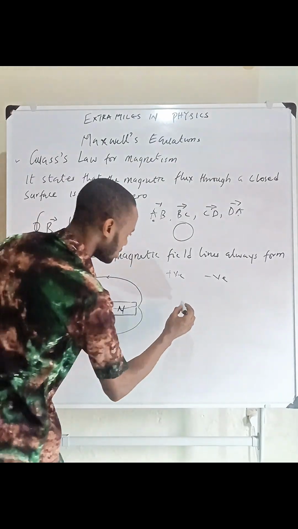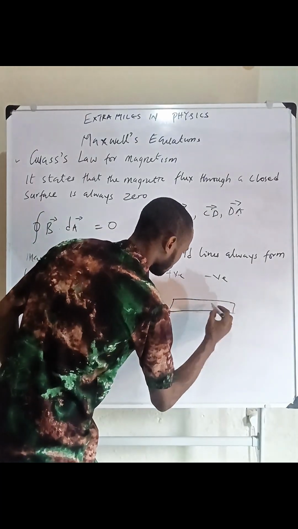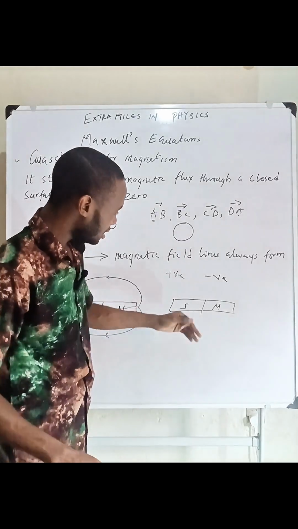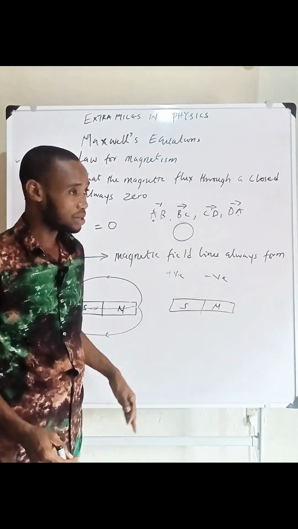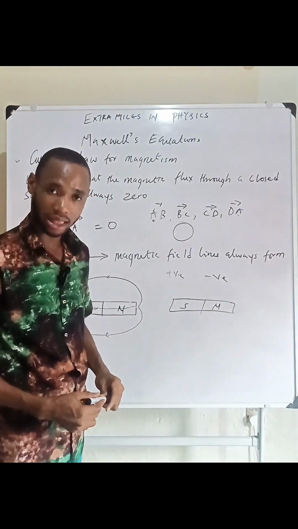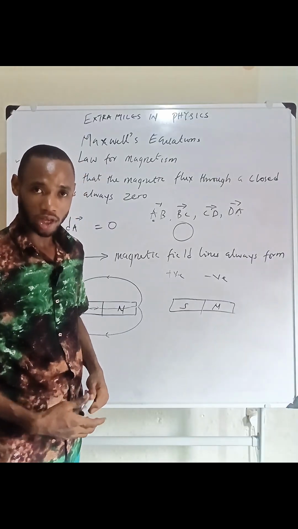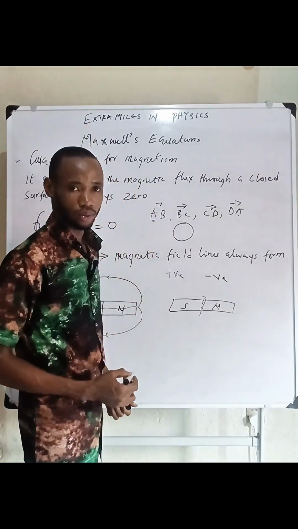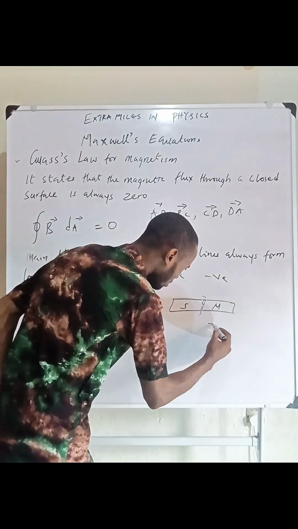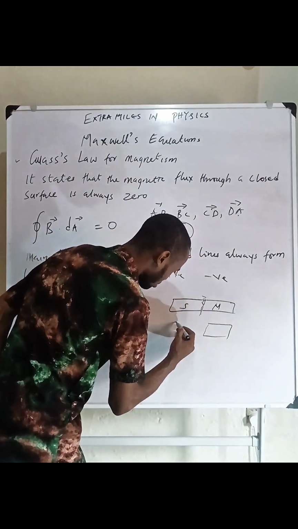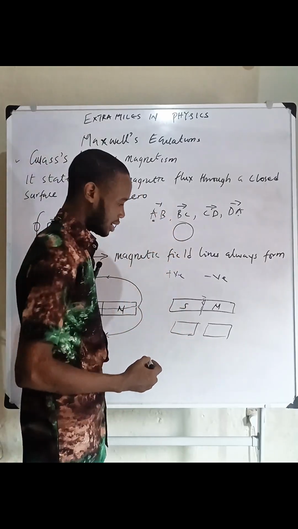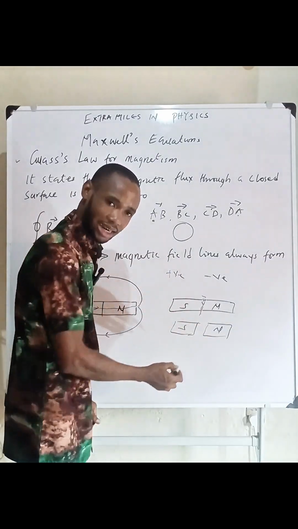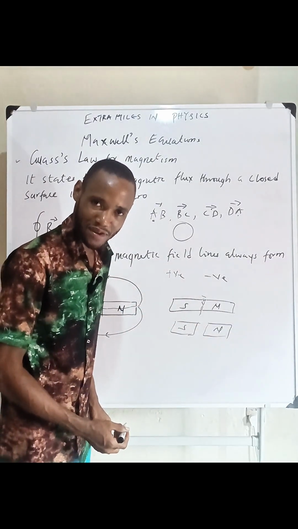What do I mean? Let's say that this is my magnet. Remember, here is my north and here is my south. Maybe I decided to break this magnet into two, or maybe this magnet fell off the table, got to the floor, and broke from the middle. Because I now have two separate magnets, will you now say that here is north and here is south, since the magnet broke from the middle? That would be very, very wrong.